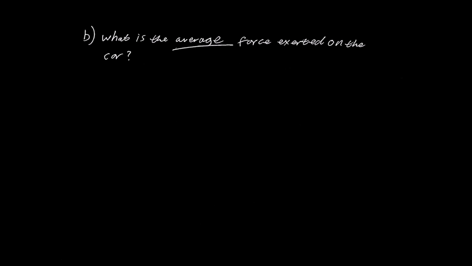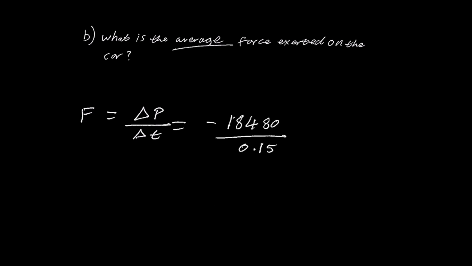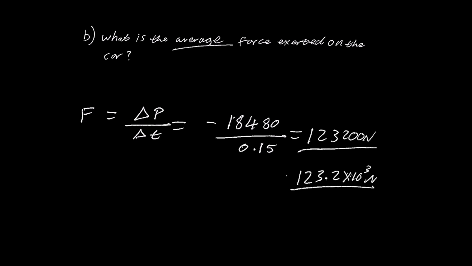Second part of this, don't forget there was a part B. What is the average force exerted on the car? Well, we know F is delta p over delta t. We found delta p from part A, and we know delta t is 0.15 seconds because it was given in the question. Dividing our 18,480 by 0.15 will give us 123,000 newtons, essentially. Of course, this would also be a negative force, as the delta p was negative.